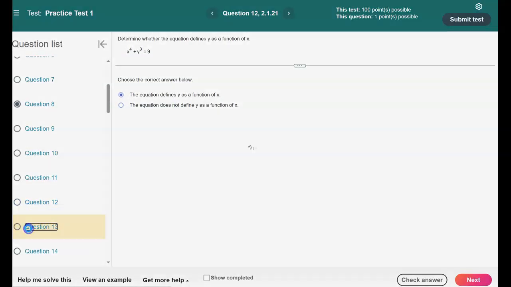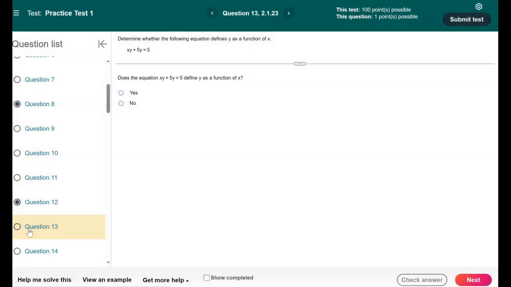Let's have another example. Now here, this is different because you have a product. You have x, y, and you also have y here. In this case, you can solve for y in terms of x, or you can plug in a value for x and try to solve for y. All right, so let's try those options.